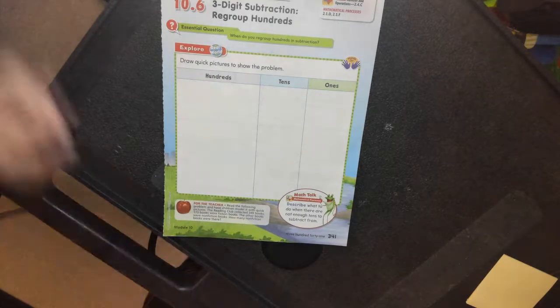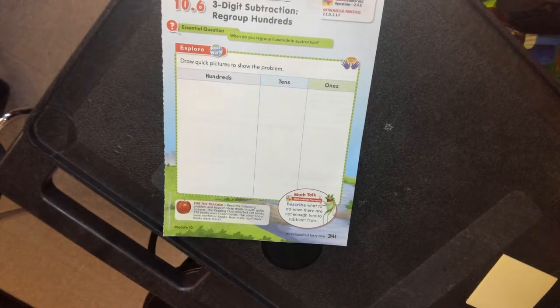Three-digit subtraction. One thing that I still noticed yesterday is that we are not doing our B's and our S's. You have to do your B and your S. There's no getting around it.